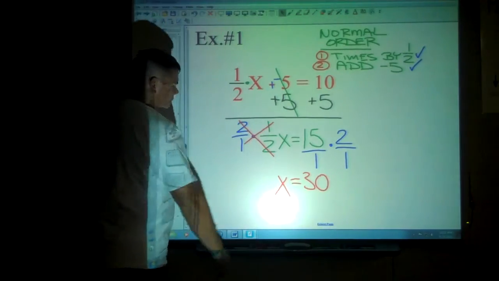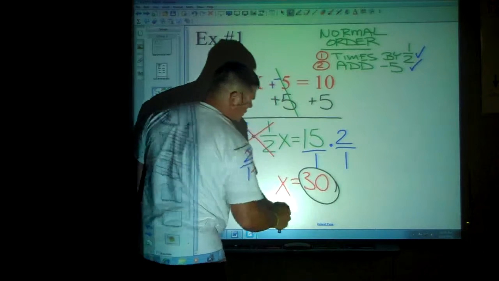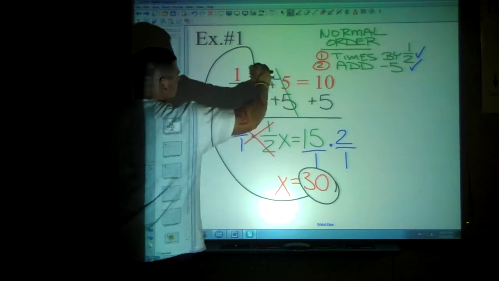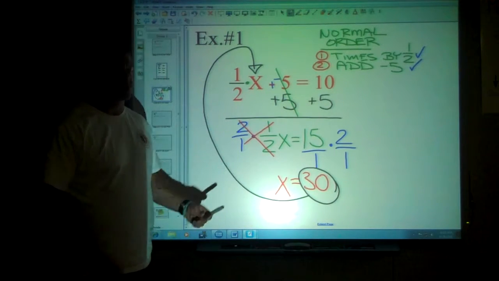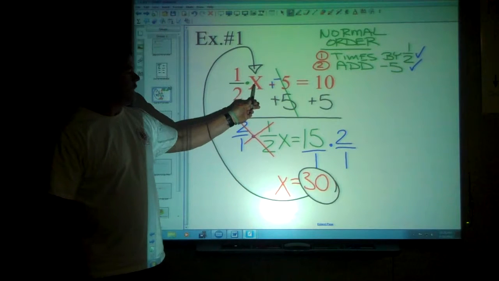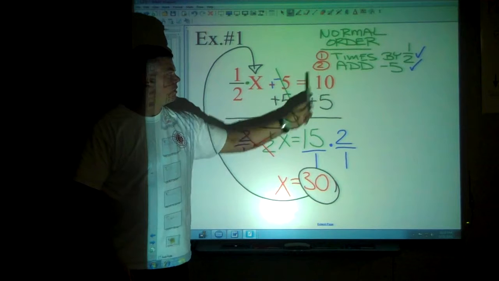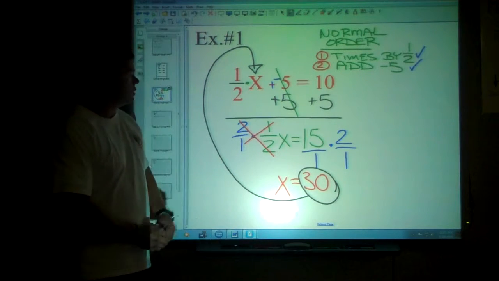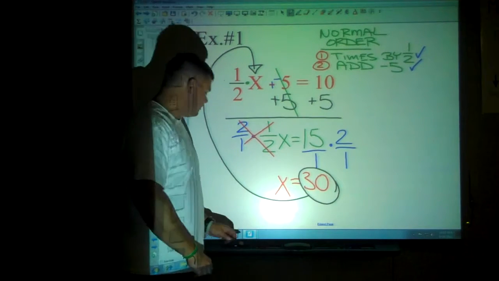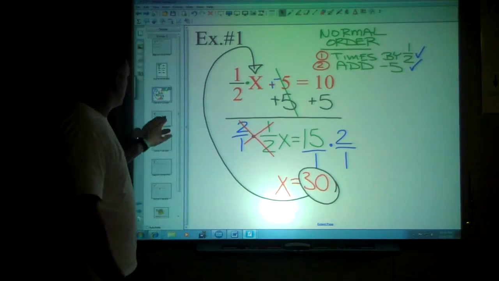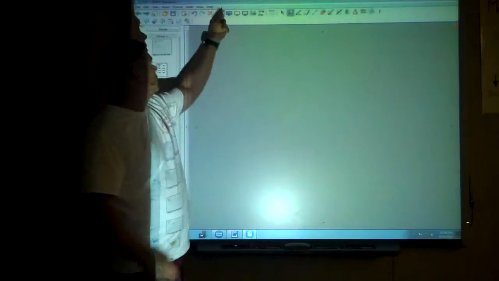Now if this is done correctly, I should be able to take this answer, plug it right back in for x, and it should work. Let's see. 1/2 of 30 is 15. 15 plus negative 5 equals 10. So it works. So that's one method that you could use. One method. All right, another example.